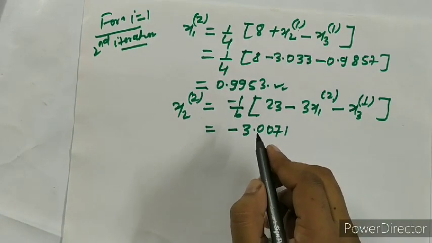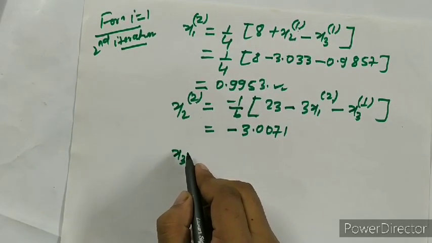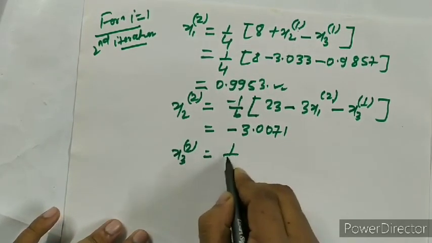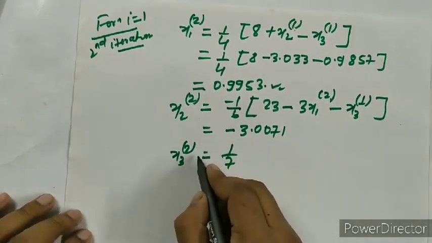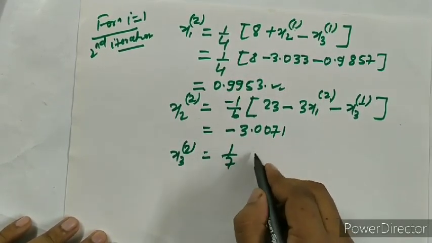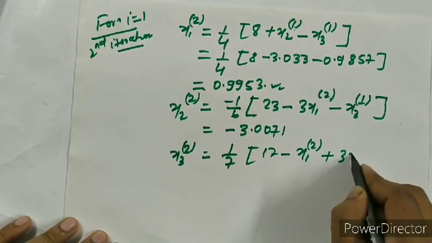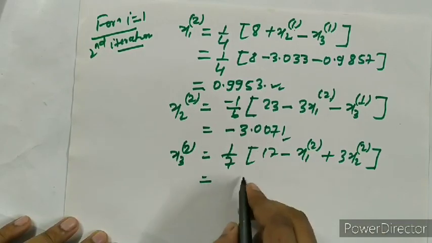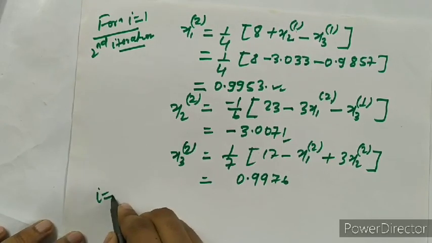In the next step, x3 at the second iteration is equal to 1 by 7 into 17 minus the updated value of x1, plus 3 x2. This is also the updated value of x2, which is here. So finally we will get 0.9976.